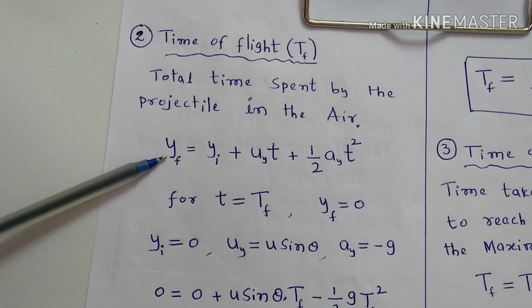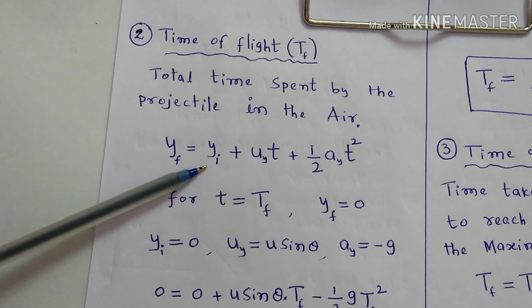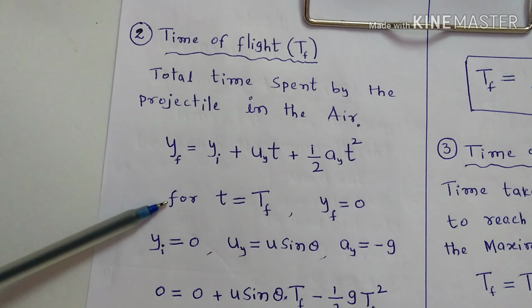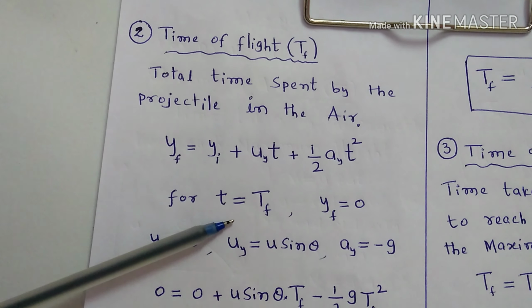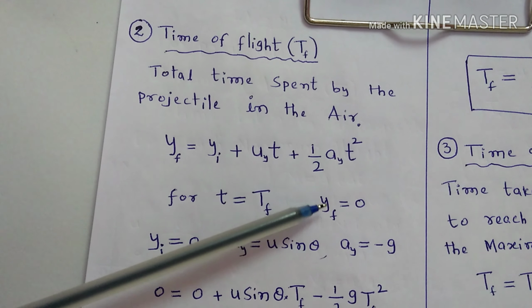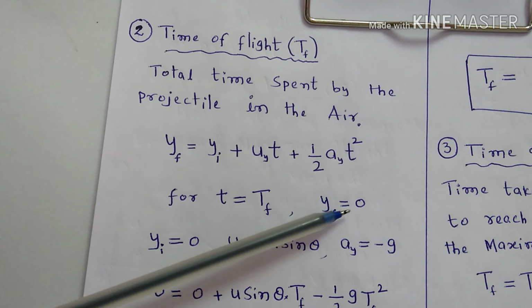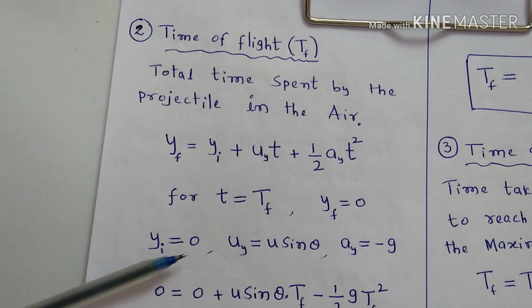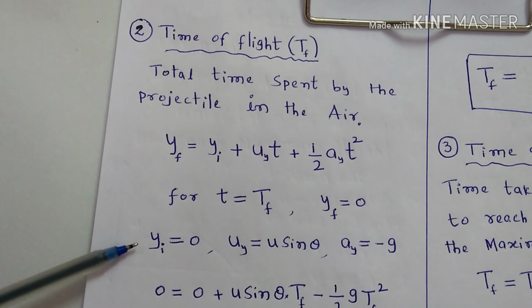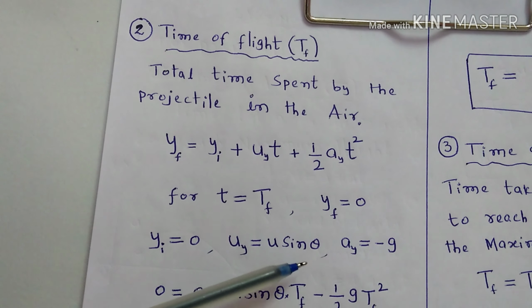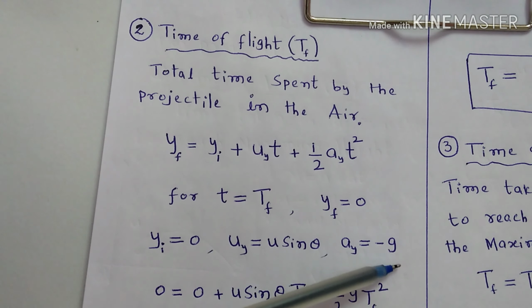This yf is the final position of the particle along the y direction. Yi is the initial position of the particle along the y direction. This uy, ay already you know. For t is equal to tf, time of flight, the final position of the particle, that is y coordinate, is 0 because it is reaching the ground, no? Initially it started from the origin, so yi is equal to 0. Uy is equal to u sin theta and ay is equal to minus g.